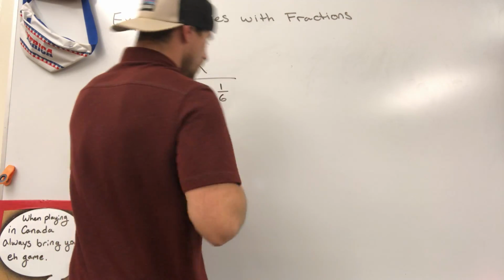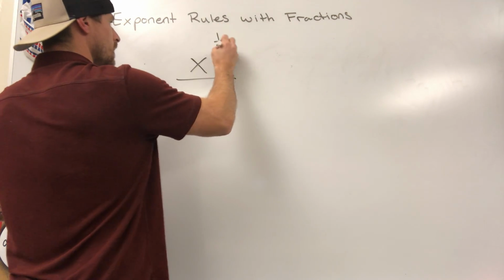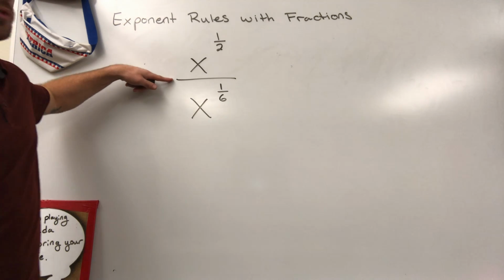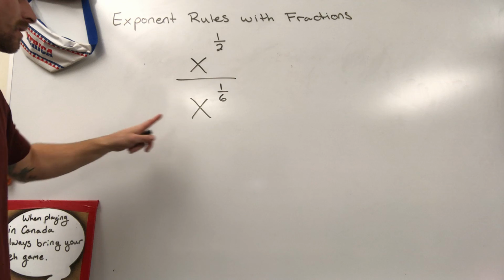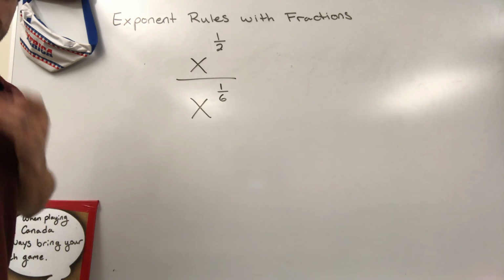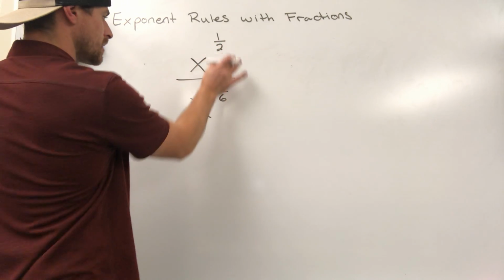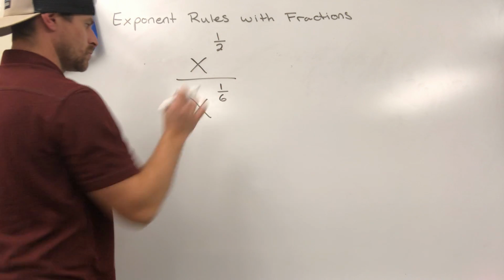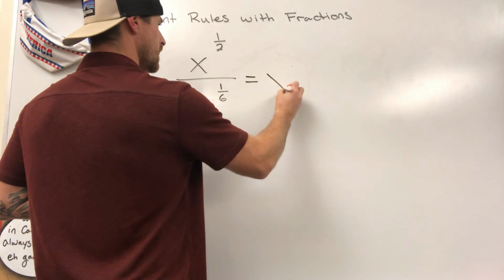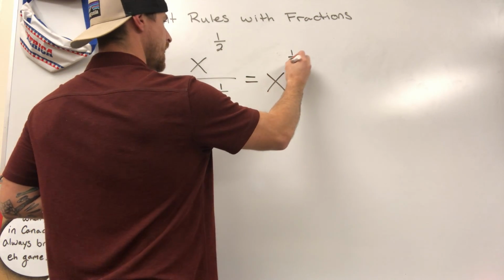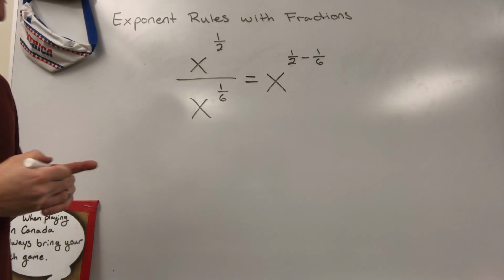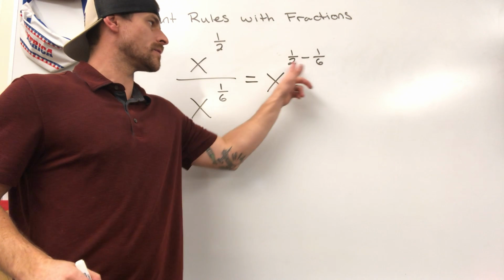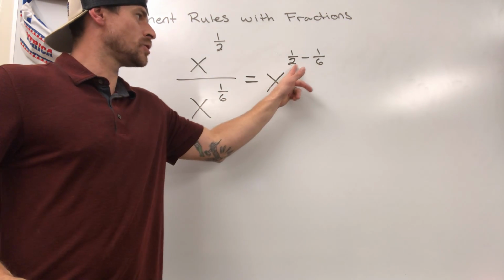Let's make sure this is nice and clear for you guys to see. Okay, we're not dealing with the product rule anymore. Now we're dealing with the quotient rule because we're dividing. Now that rule states that if we have bases that are the same, x and x, and we're dividing, we want to just subtract our exponents, 1/2 minus 1/6. So this turns into x to the power of 1/2 minus 1/6. Just like adding fractions, we need common denominators. Okay, that's a 2, that's a 6.